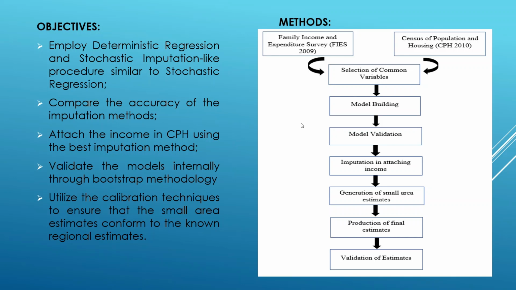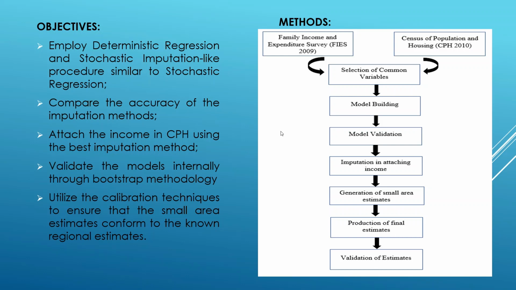For the methodology, in this study, two datasets were used, the FIES 2009 and CPH 2010. From the two datasets, common variables were identified, and some statistical tests were done to determine whether the two sets of variables are measured in the same way. For the model building, imputation-like procedure was applied, the deterministic and the stochastic regression. Model building was done in the first three replicates of FIES and was validated using the last replicate.